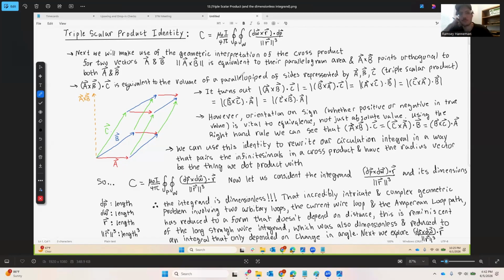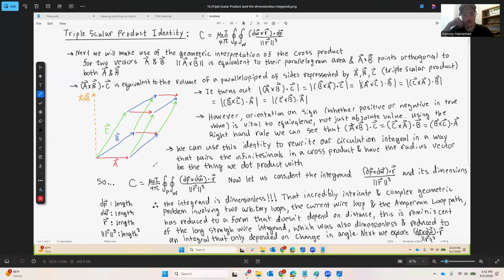So we're going to make use of a geometric interpretation of the cross product. For two vectors A cross B, their magnitude is equivalent to the parallelogram area. And so A cross B tells you the area within the parallelogram that those two vectors define. And then when you dot it with C, it actually gives you the volume of this parallelepiped.